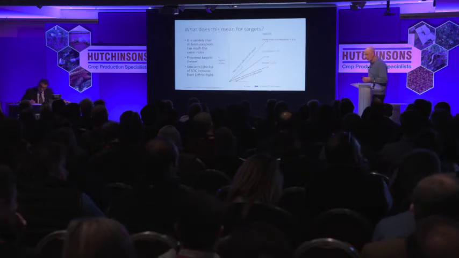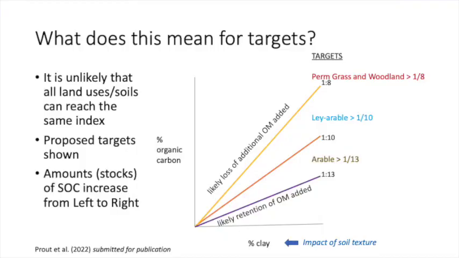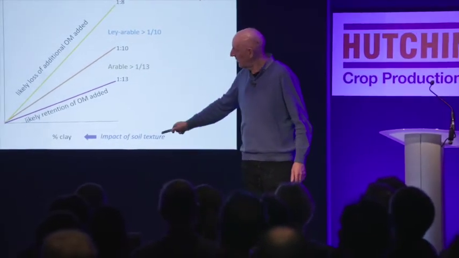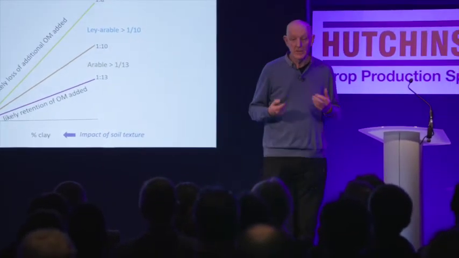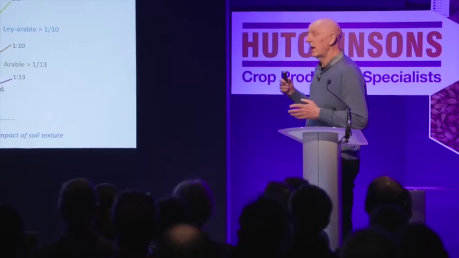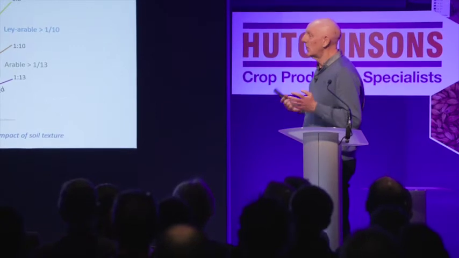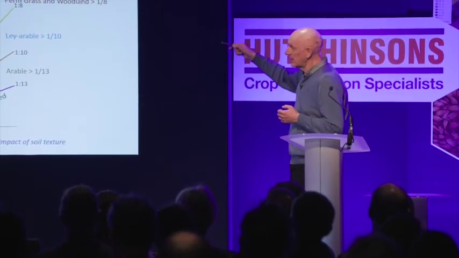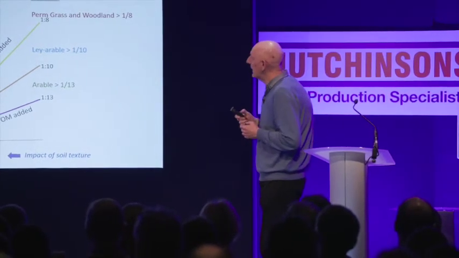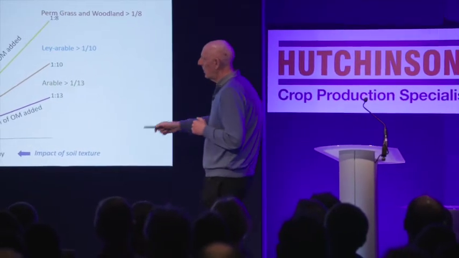Well, I think we need some targets. And I think I've shown enough evidence that it's unlikely that all soil types, because we can now allow for soil types, because basically having the soil organic carbon over clay accounts for soil texture or soil clay content. But it's unlikely that all land uses and soils can reach the same target index if we want to use this as a target.